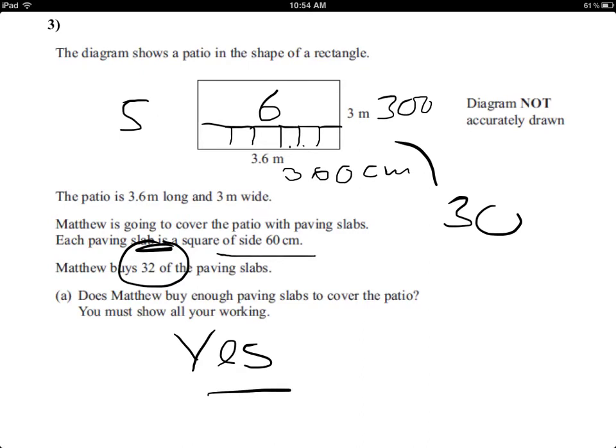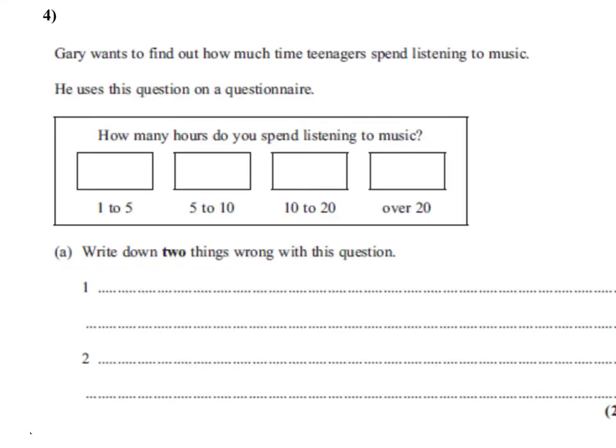And this kind of working out here, the fact that I've said 30 slabs from 5 times 6, and I've converted is sufficient working. Well, we look at this question, there's a couple of things wrong with it. First of all, how many hours do you spend listening to music? Well, what do they mean in a day, a week, a month? So you have to say no time period specified. So no time period given.